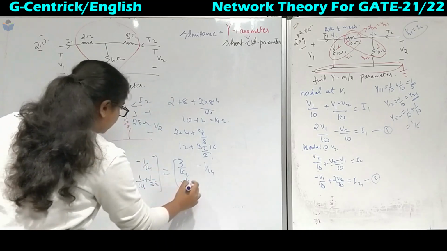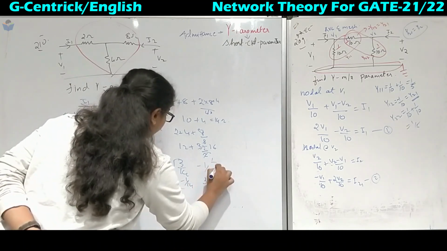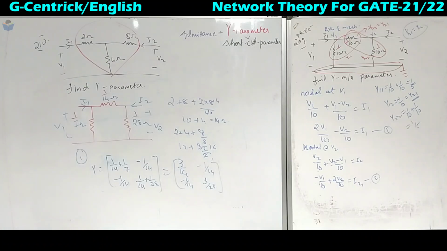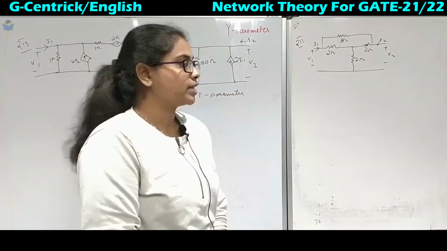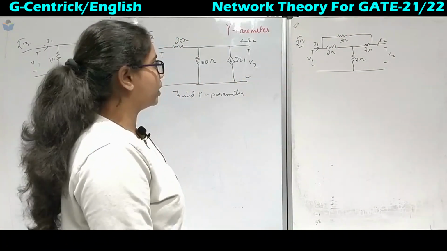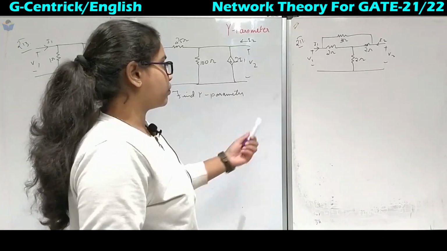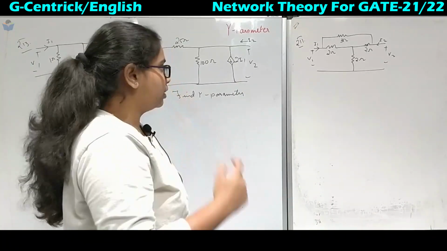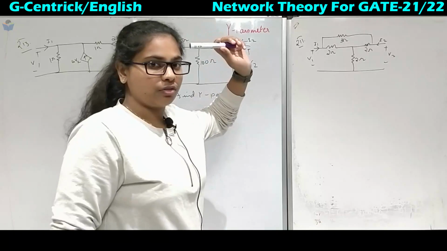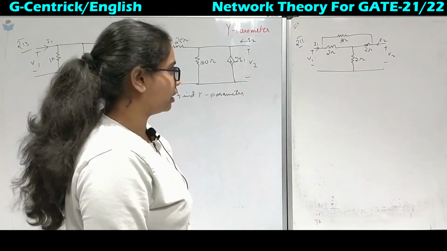Okay, so this is again 3 over 28. So this is the complete answer for this question. So we will start with our next question, that is 2.11. Okay, so we have to find the Y parameter in this one. Similarly, we have found it for the Z parameter bridge network.